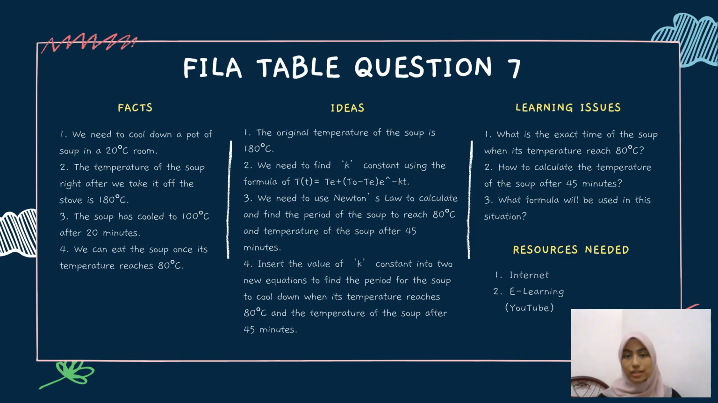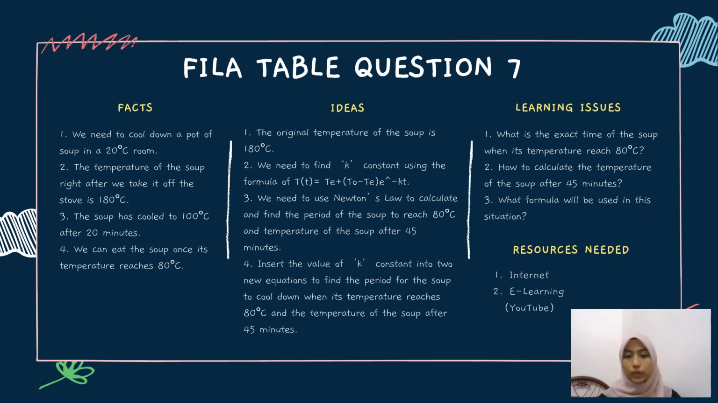There are 4 ideas. The first one is, the original temperature of the soup is 180 degrees Celsius. Second, we need to find the K constant using the formula T(t) equals TE plus (T0 minus TE) multiplied by e to the power of negative Kt.